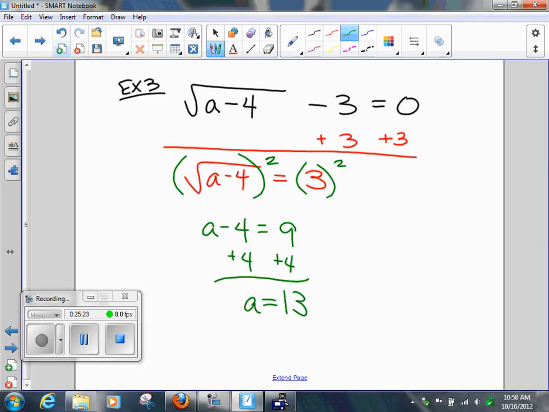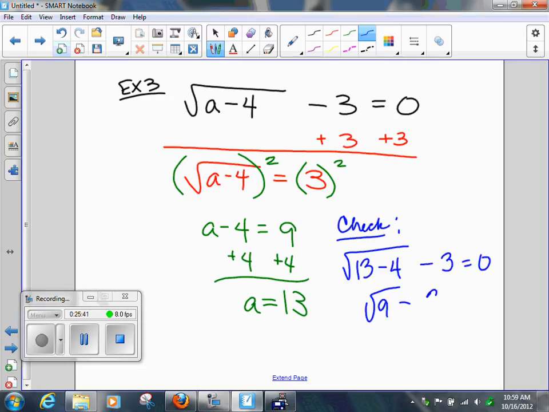How many of you say, yep, a is 13? Am I done? No, what do you have to do? Check it. As bad as you hate to do this, and I do too, throw it in there. We get the square root of 9. Square root of 9 is what? 3. Minus 3, which is 0.